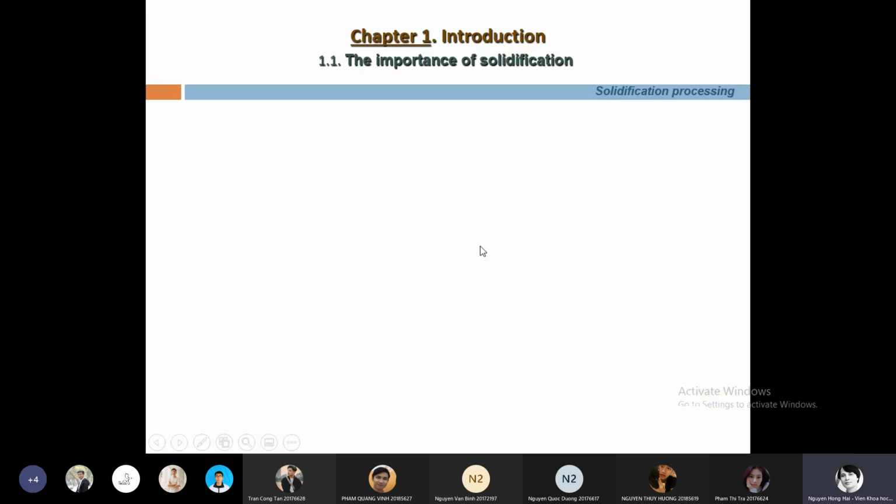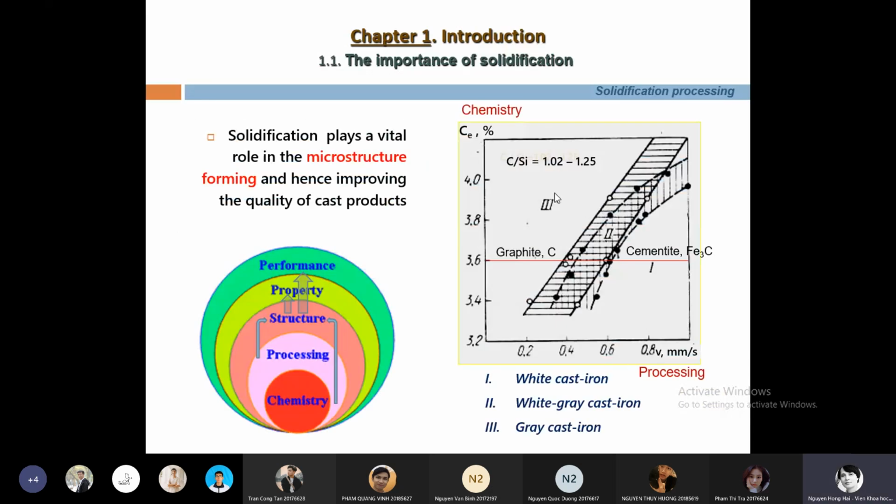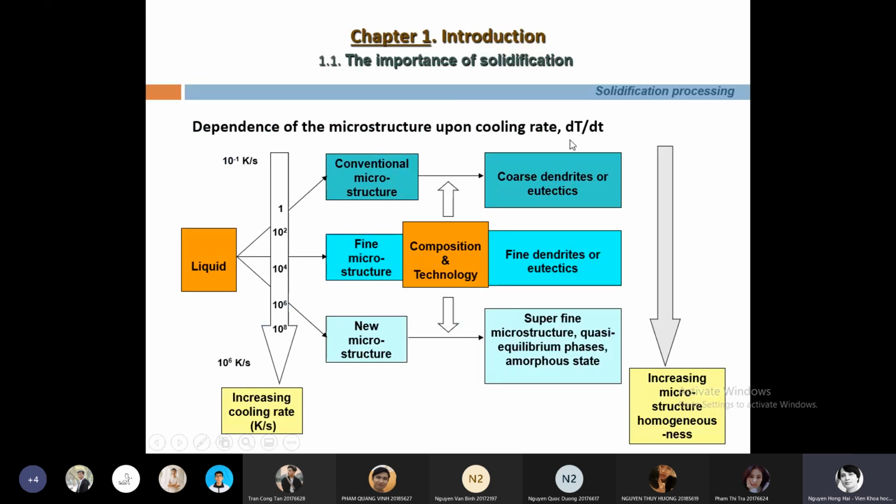So pay your attention. The unit of the solidification rate is the millimeter per second. But for cooling rate, we have the Kelvin degree per second. So it is a very large range of the cooling rate, very low, 10 power minus 1 degree per second, until much higher, 10 power 8, maybe higher degree per second.